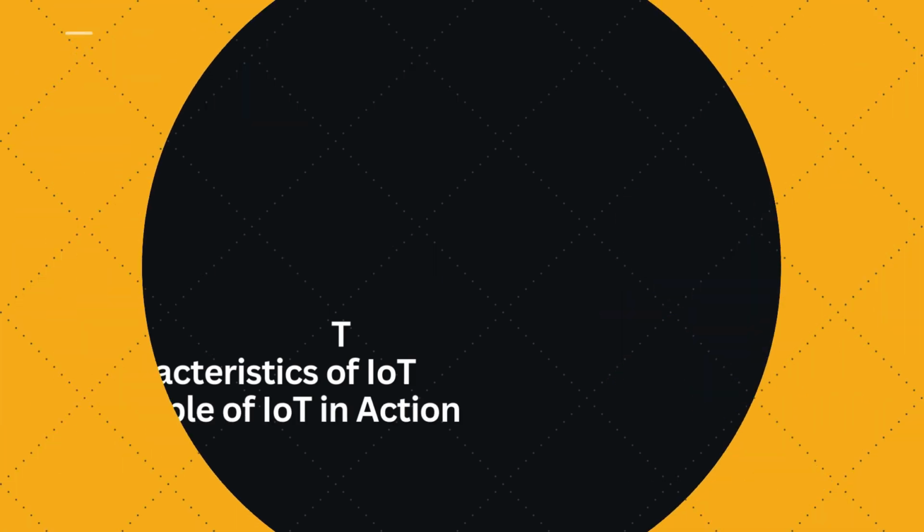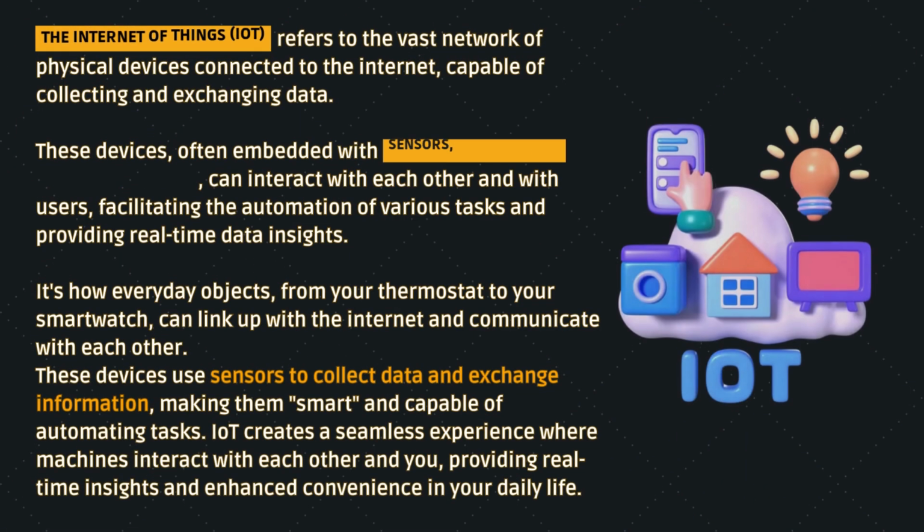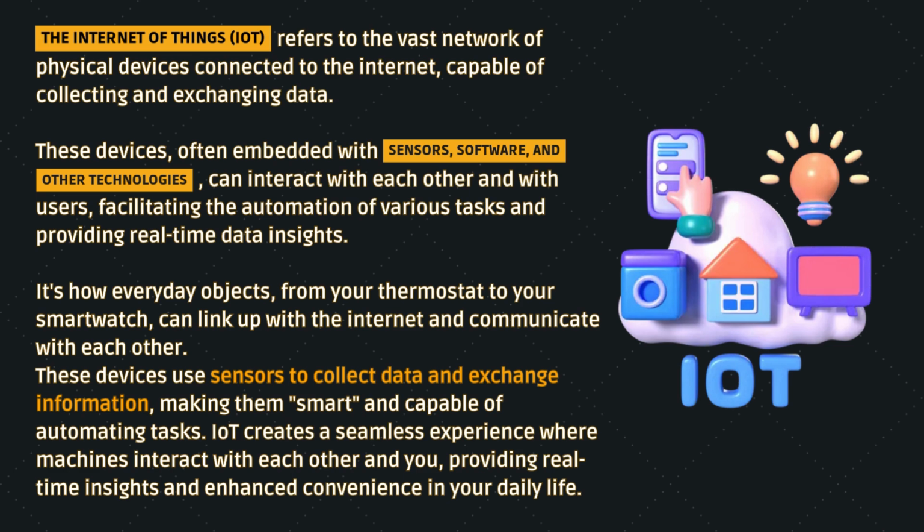Let's start with the first topic, the Internet of Things, or IoT. IoT is a big network of physical devices that connect to the Internet. These devices can collect and share data with each other. For instance, think about your thermostat or smartwatch. These everyday objects can communicate and make our lives easier by automating tasks and giving us real time information.